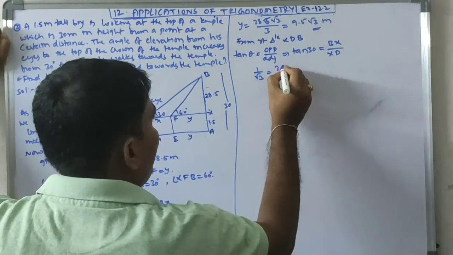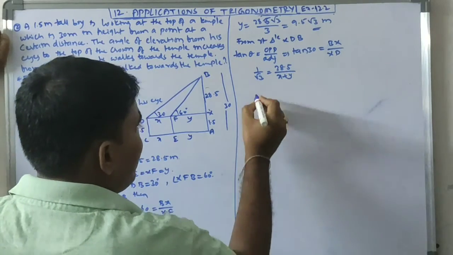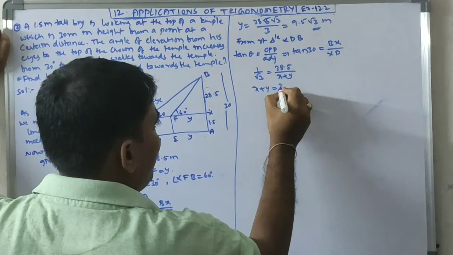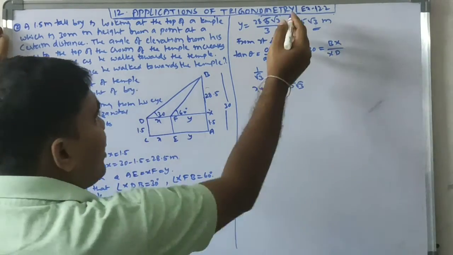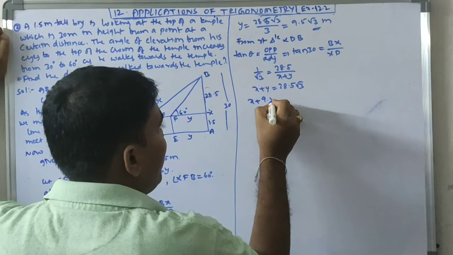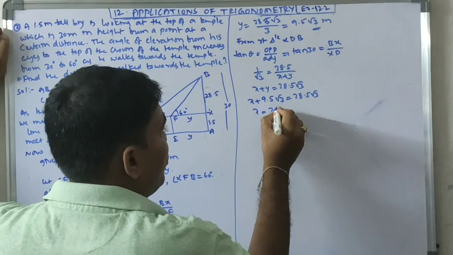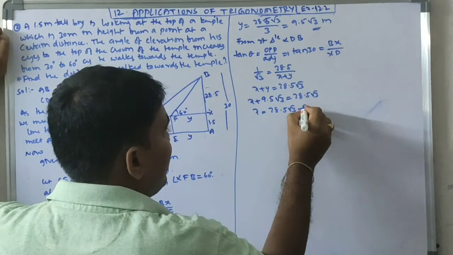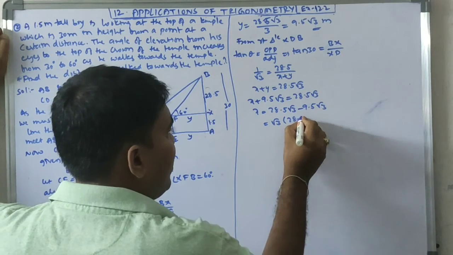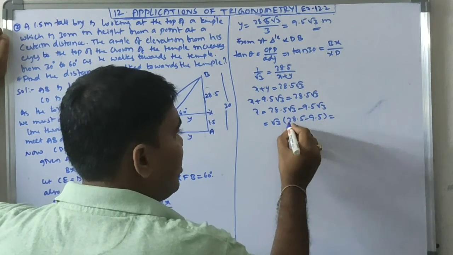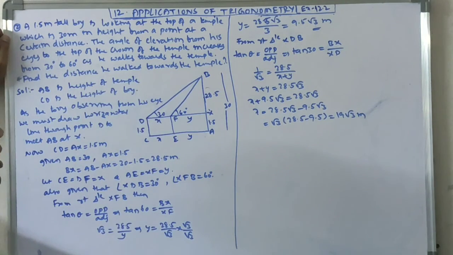Tan 30 equal to 1 by root 3. BX equal to 28.5 by this is x plus y. So cross multiplication, x plus y equal to 28.5 root 3. Now we know the y value: x plus 9.5 root 3 equal to 28.5 root 3. x equal to 28.5 root 3 minus 9.5 root 3. Root 3 common, 28.5 minus 9.5 equal to 19 root 3 meters. So x equal to 19 root 3 meters.